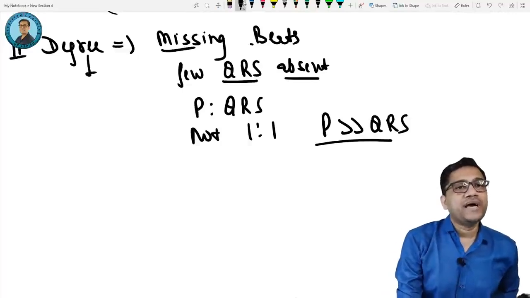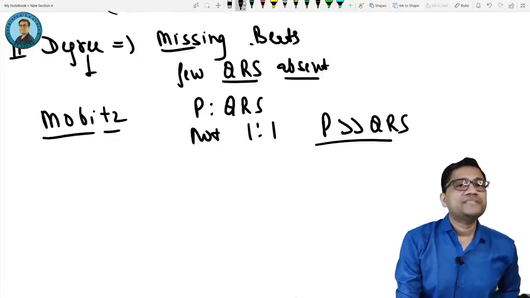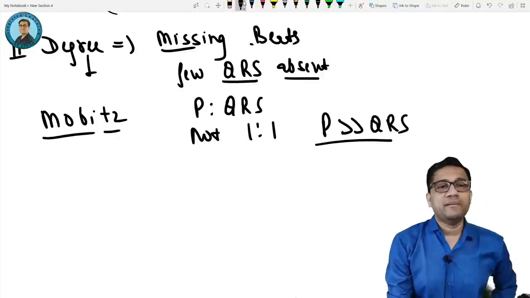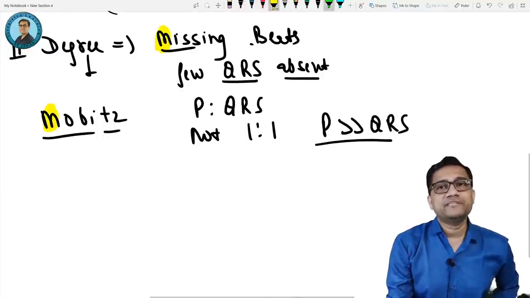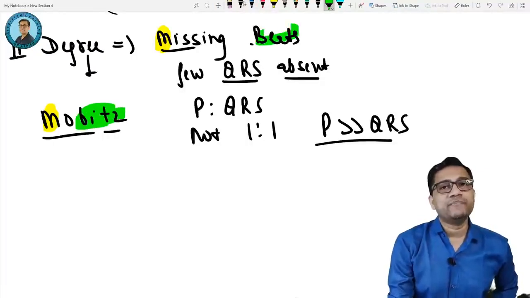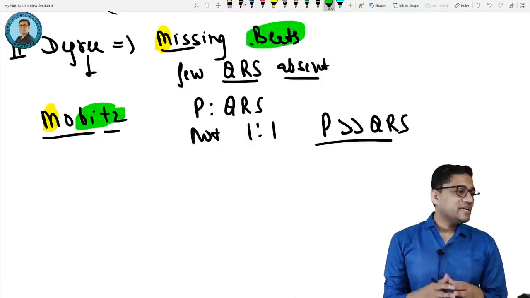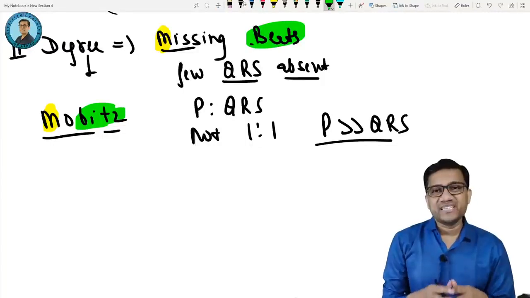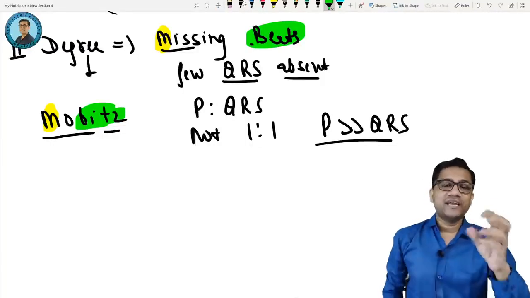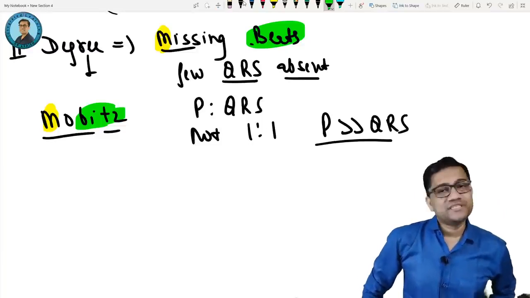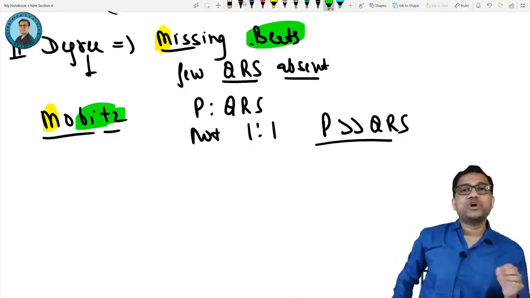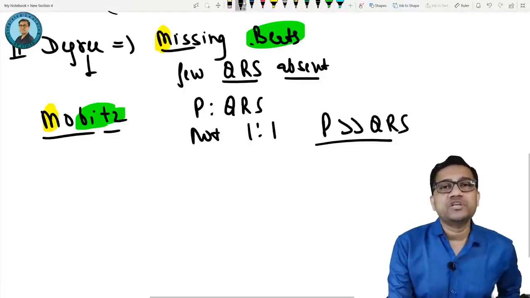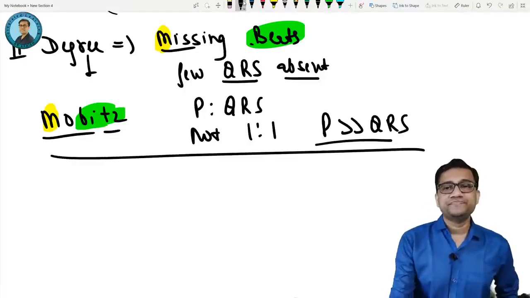So this is called Mobitz. So how to remember the name? Missing beats, more bits, M bits. So Mobitz is more bits, missing beats. Now will you remember the name? So if beats are missing, it is which phenomenon? Yes, second degree. So what is Mobitz? It is missing beats. So if after P the QRS is absent, it is called what? It is called Mobitz. Are you clear?